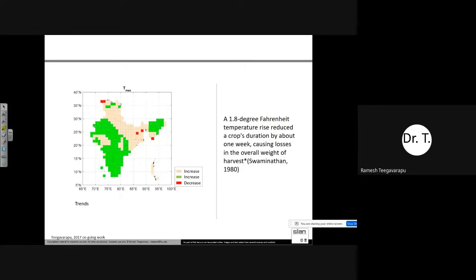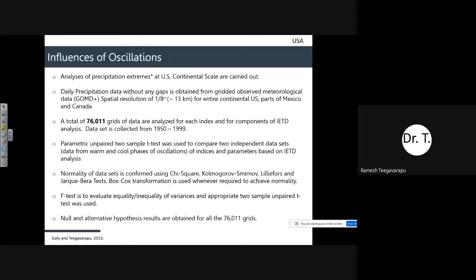The other one is the increase in the maximum temperature, Tmax. So you can see that this has an effect on different crop productions, including rice, for example. A study says that an increase of 1.8 degrees will have a larger effect on your rice production. So let's look at the United States quickly.